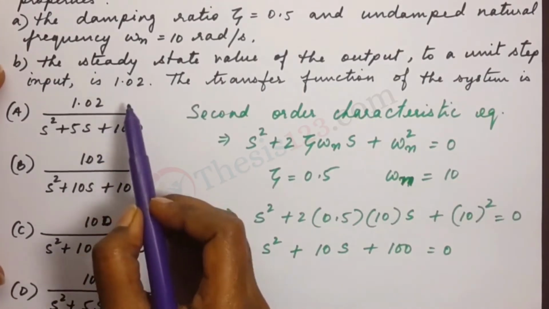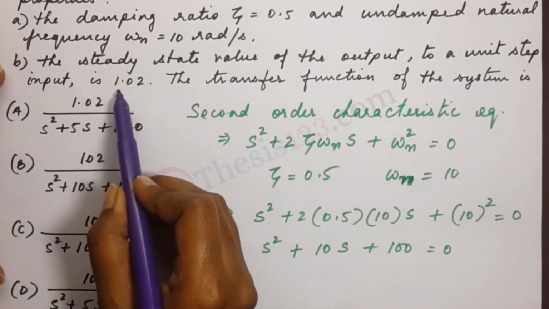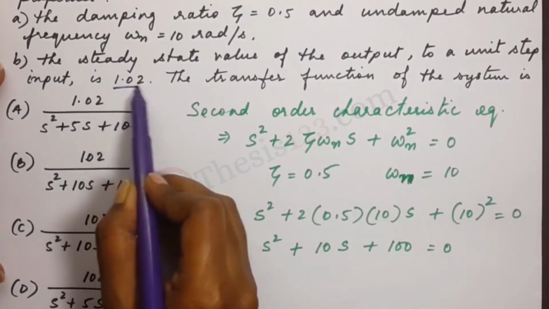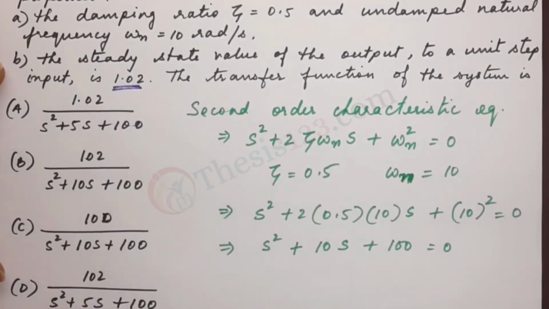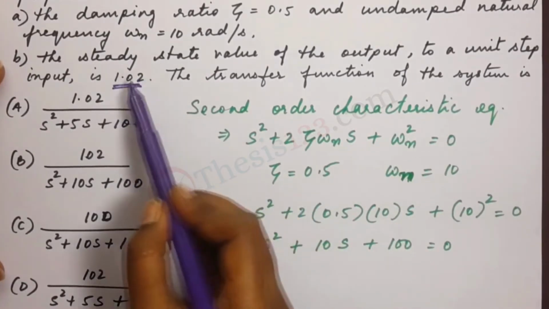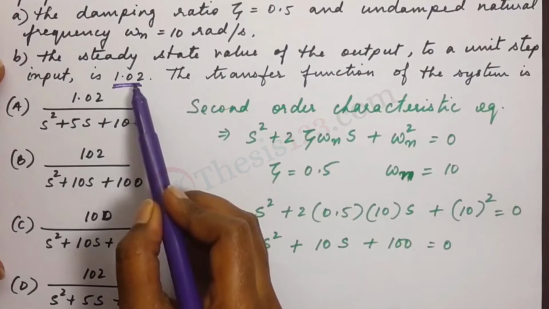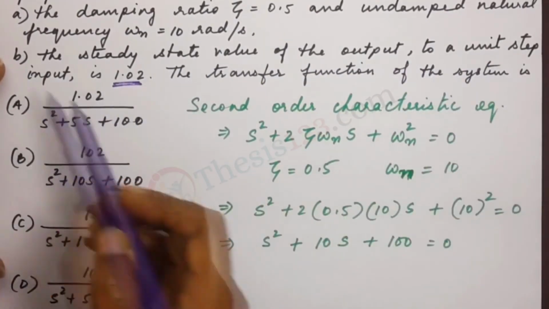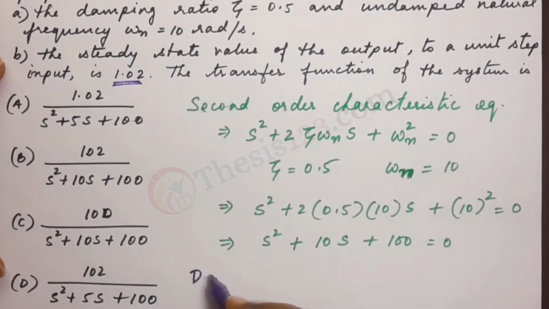Here, see, we have the steady state value of the output to a unit step input. So the ratio is given as 1.02. Now we have to check with the options over here which one matches this ratio. So the ratio of the output to unit step input is the DC gain.